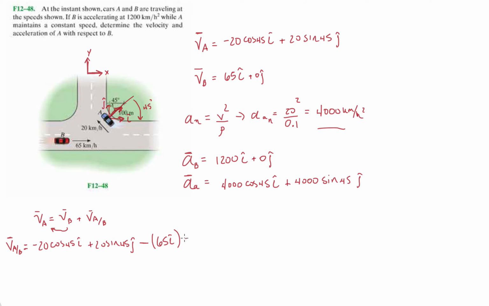Okay, so when you complete this, we should have a negative i. So we should have minus 79.14 i and a positive j, positive 14.14 j. Okay? So that's the first part of this problem, right here.